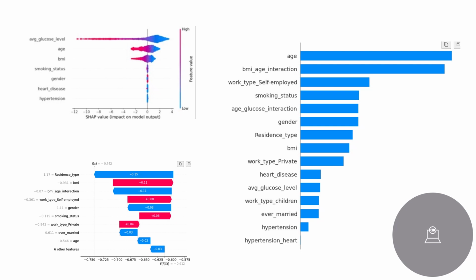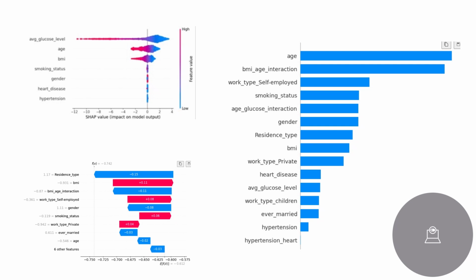So this slide shows the actual SHAP plots from our analysis. On the top left, we have the SHAP summary plot. Each dot represents a patient. The color indicates feature value. Red means high, blue means low. And you can clearly see that average glucose level and age have wider spread, meaning they have the most impact on prediction. On the right side, we have the feature importance bar chart. This ranks features by their mean absolute SHAP value. Age and BMI age interaction are at the top, while hypertension and heart disease are at the very bottom.